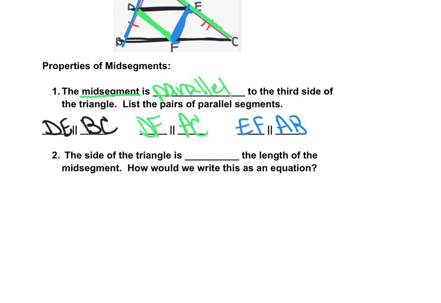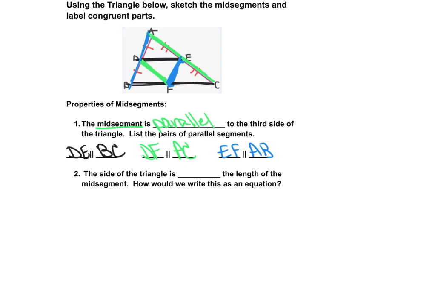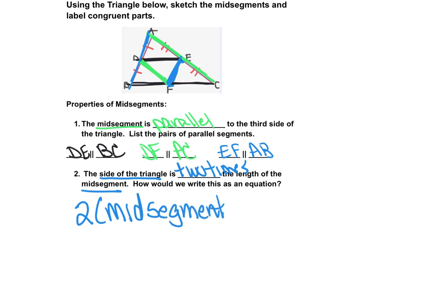And then the other property is that the side of the triangle is 2 times the length of the midsegment. So what that looks like is if you take 2 times the midsegment, it will equal the triangle side. No matter if it's an algebraic equation or expression, or just numbers, it's always going to take 2 midsegments to make one of the sides. So let's take a look at that.